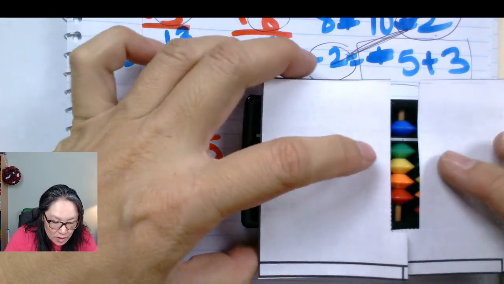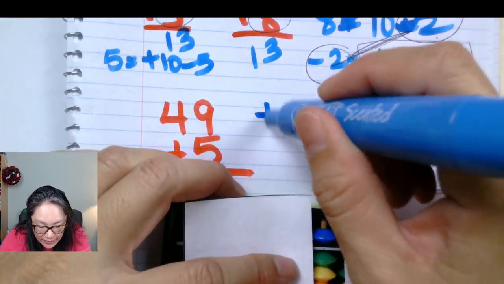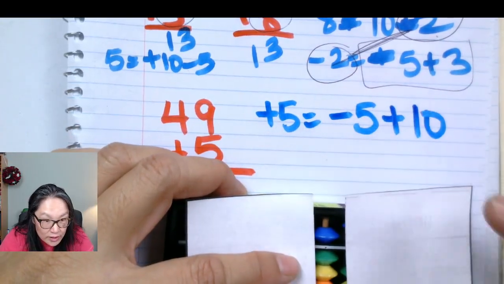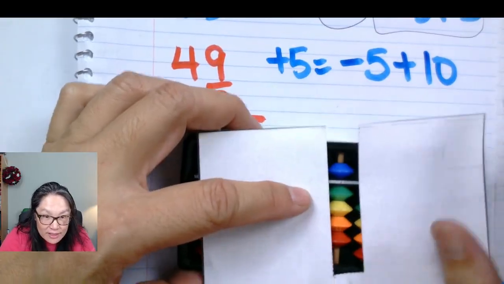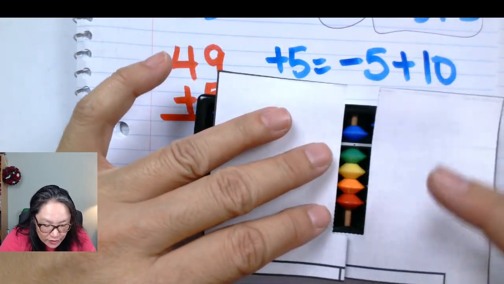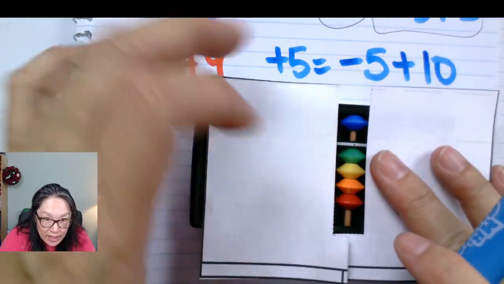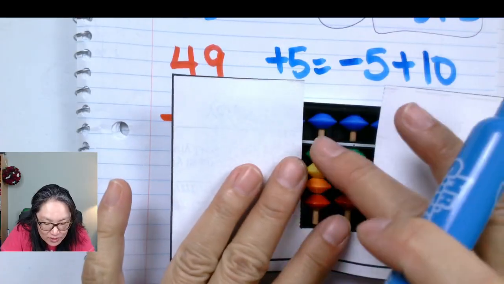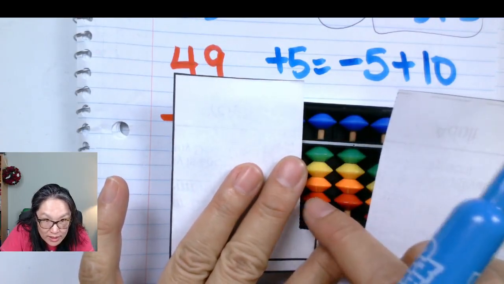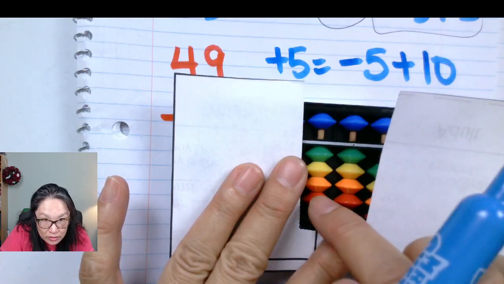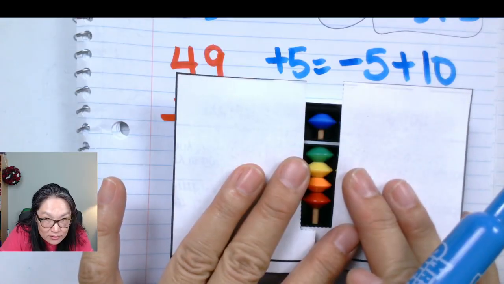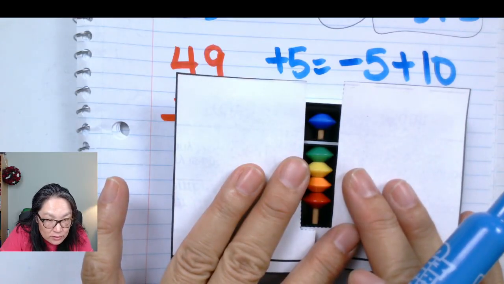So what we're going to do is add the 5 is equal to minus the 5 plus the 10. We can do that. So let's minus the 5 first. And then I have to plus the 10. Remember what 10 is? 10 is 1, 0. I can't add a 1 here. How do I add a 1?